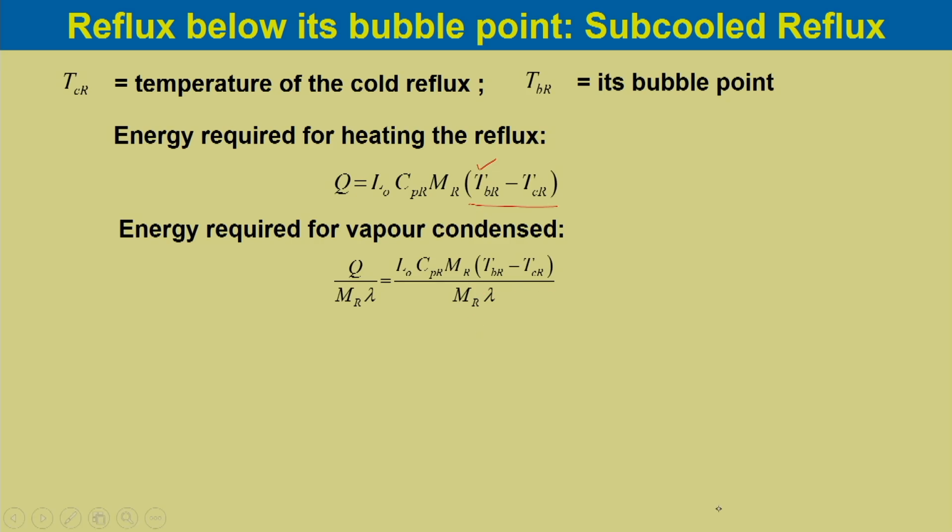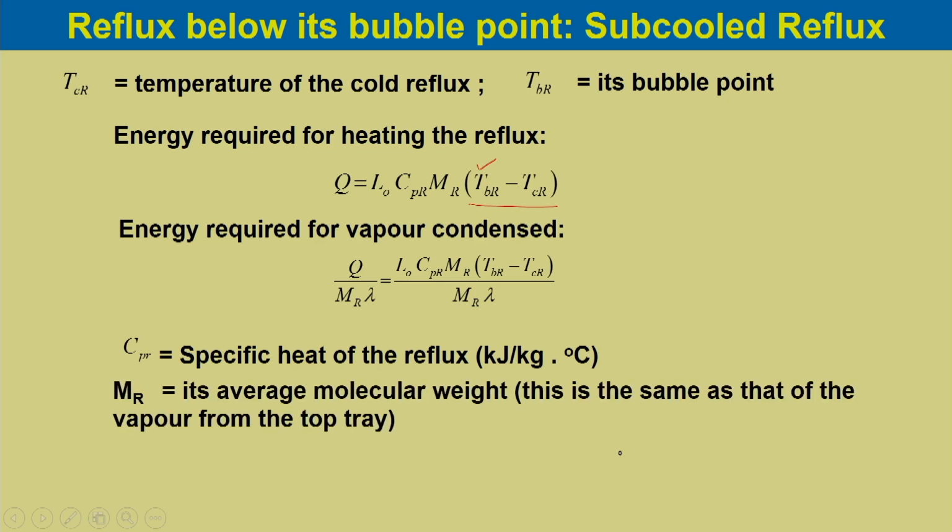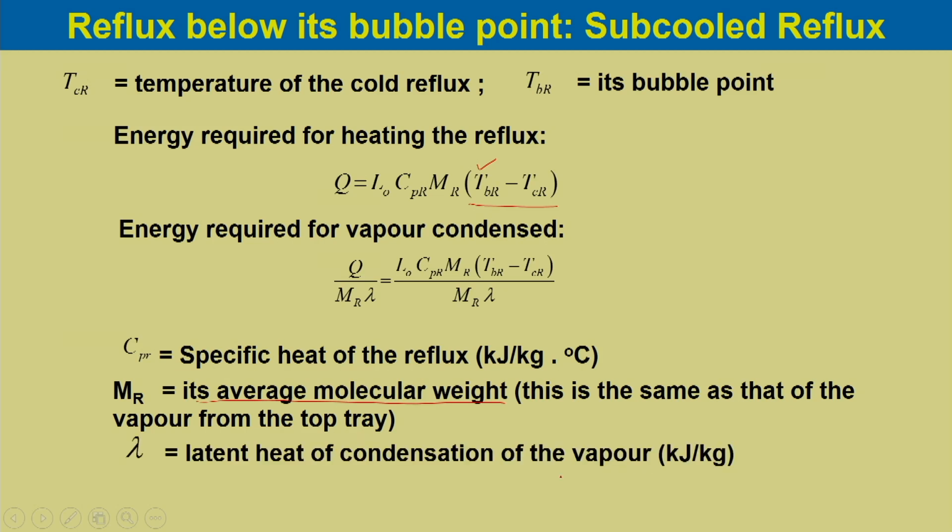divided by MR lambda. Here CPR is the specific heat of the reflux in kilojoule per kg degree centigrade and MR is its average molecular weight. This is the same as that of the vapor from the top tray, and lambda is the latent heat of condensation of the vapor, in kilojoule per kg.